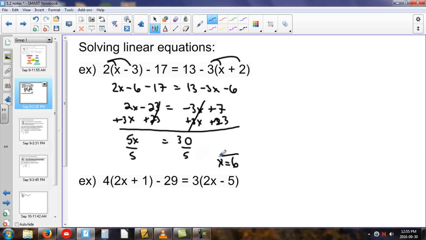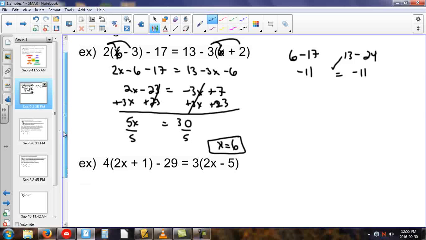Okay, so valid answer, we like that. We could check it by plugging this in. 2 times 6, if I put a 6 there, that's 6 minus 3 is 3. 2 times 3 is 6 minus 17. That's negative 11. Over here, if I put a 6 here, 6 plus 2 is 8. 8 times 3 is 24. That'd be 13 minus 24, which turns out to be negative 11 as well. And so these do work themselves out.